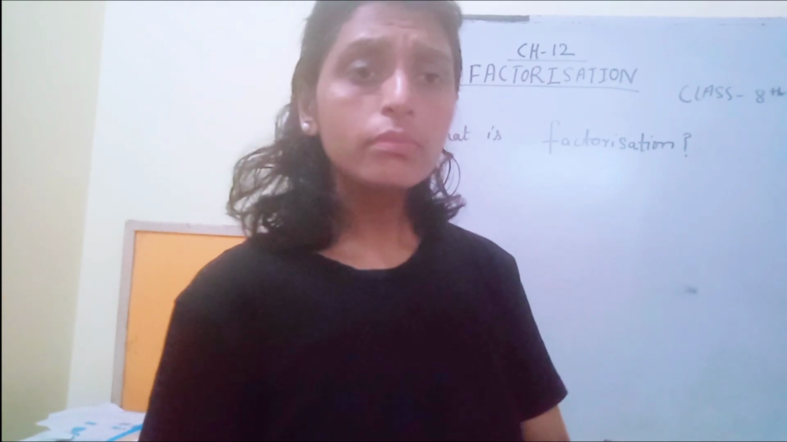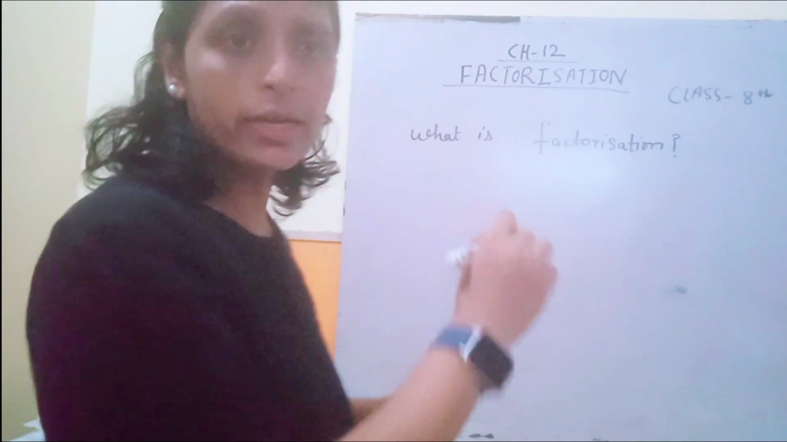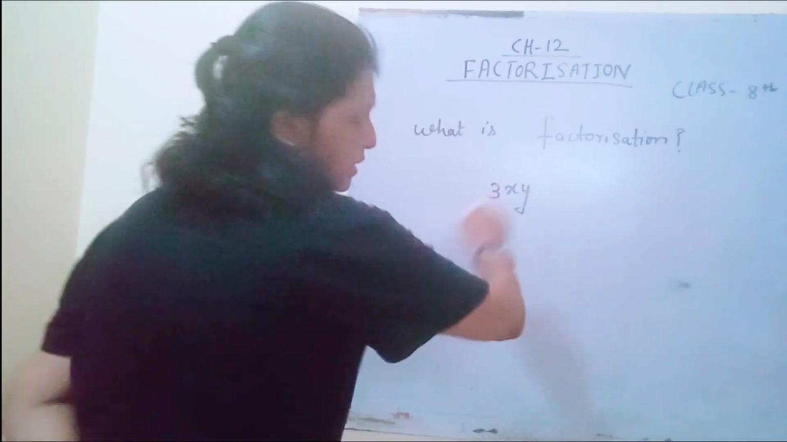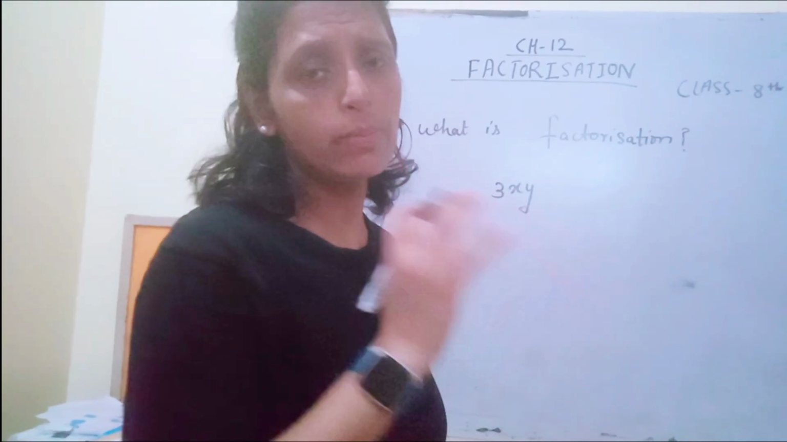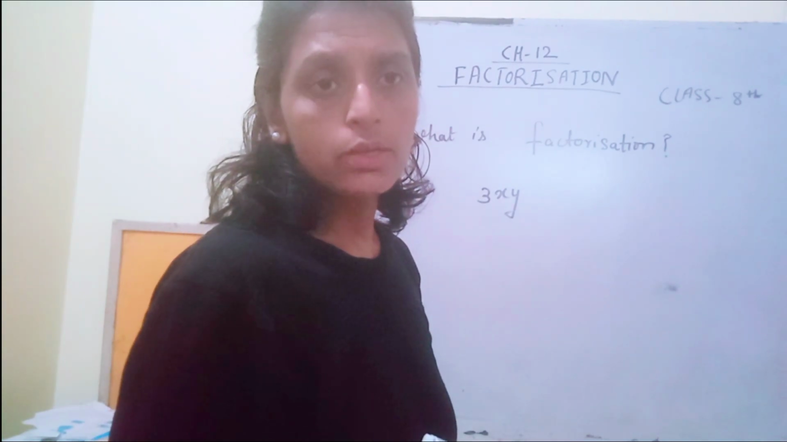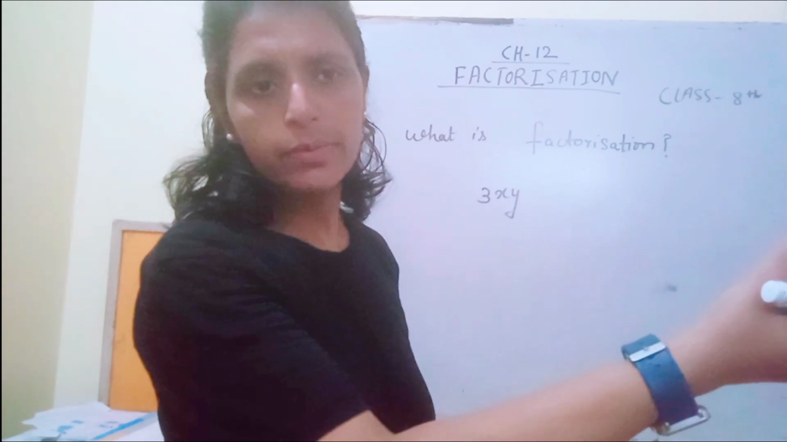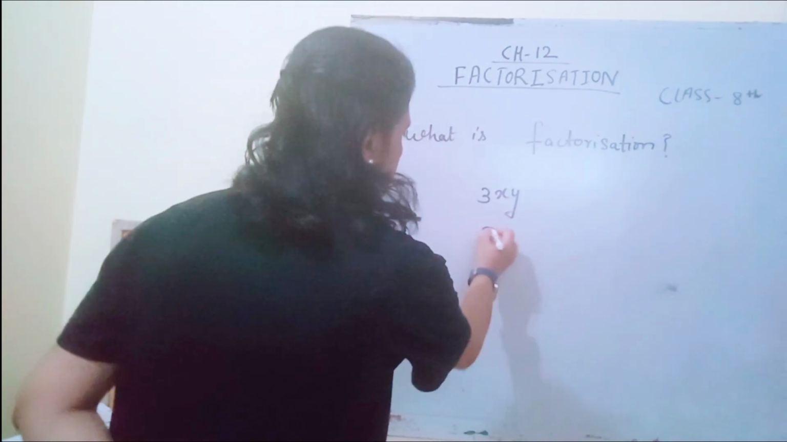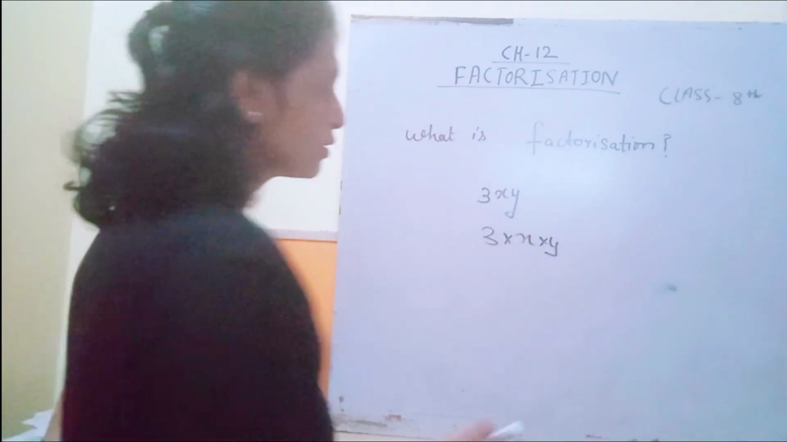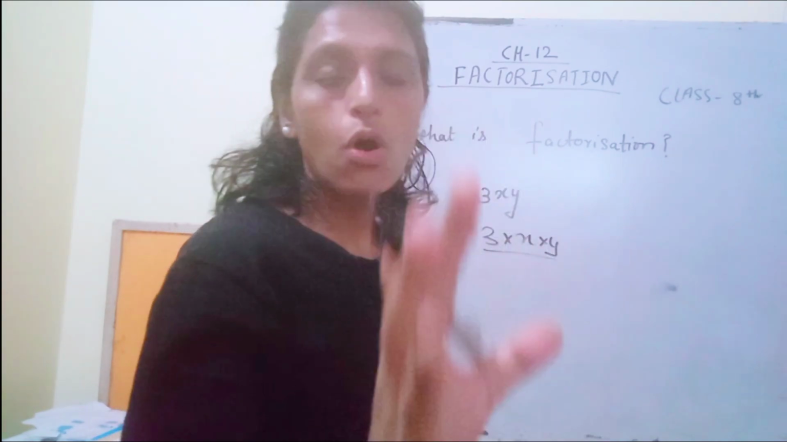Okay, तो हम जो factorization करते हैं, कुछ algebraic expression के factors तो you can easily predict and you can make it out, जैसे 3xy. Okay, so in this algebraic expression these factors are 3 multiplied by x multiplied by y. So these are the factors of 3xy.